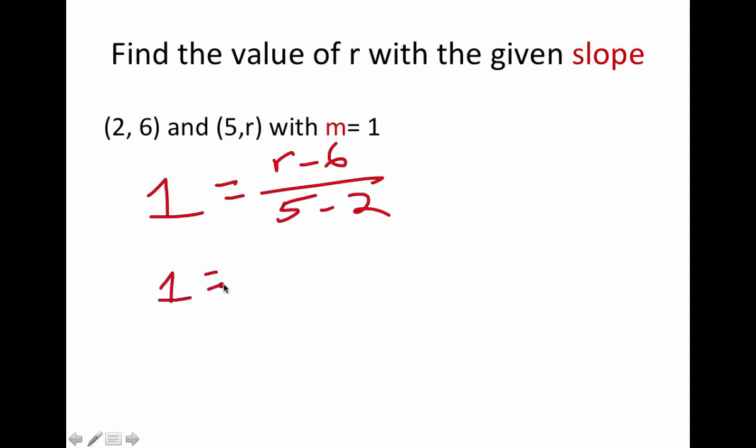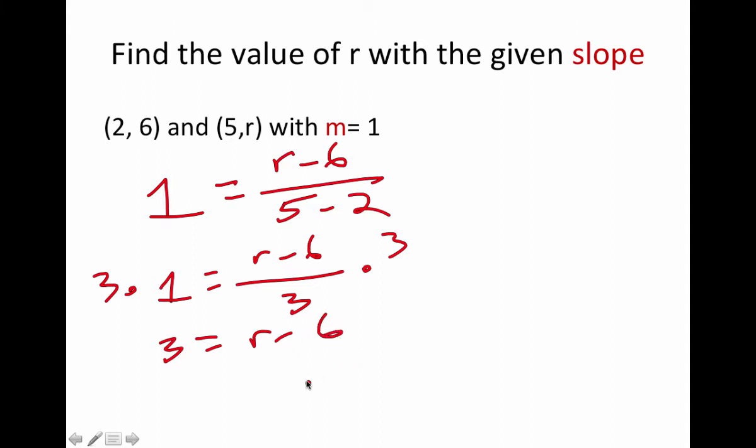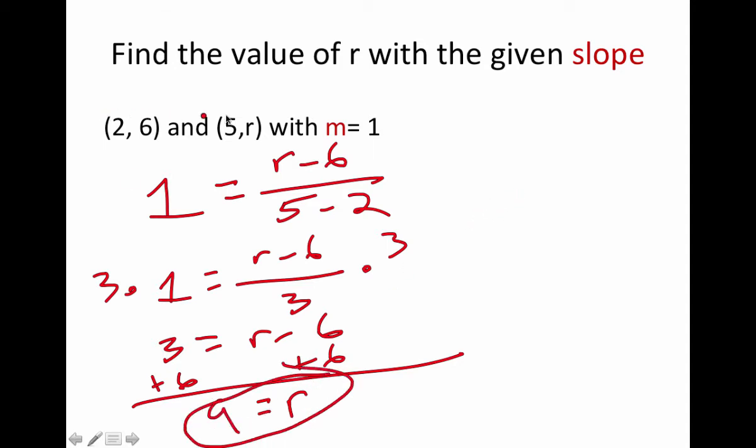I have 1 equals r minus 6 over 3. Solve for r, times 3, times 3. 3 equals r minus 6, plus 6, plus 6. r is 9. Check your work, plug it back up in here. 9 minus 6, 5 minus 2. And we're good.